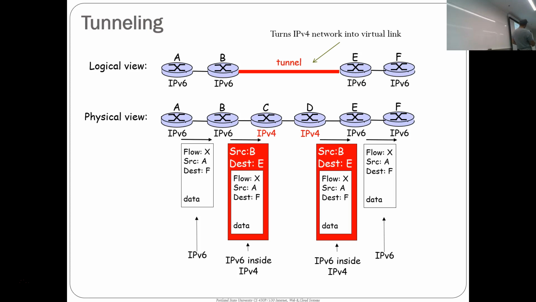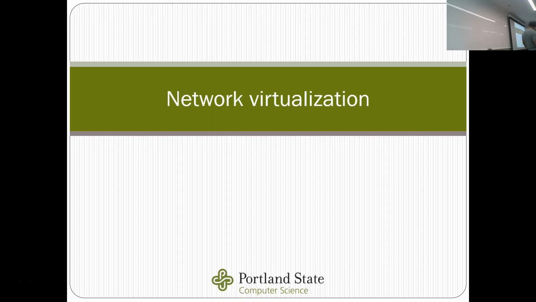This is a virtual network. This is a tunnel that makes the IPv4 network, the physical network, look like a single data link in an IPv6 network. Okay. So it turns IPv4 into a virtual link. And this is what I really want to bring home here, because this is powerful. You're hiding the complexity of an entire IPv4 network using a single IPv6 link. Okay, so this is a segue into network virtualization.